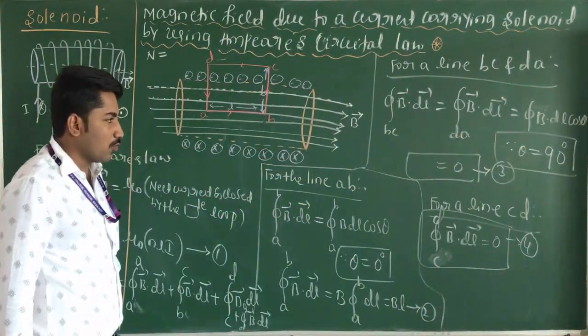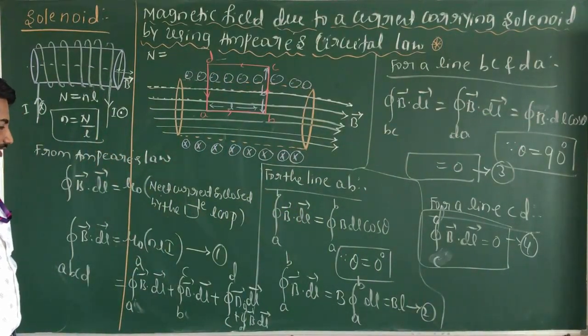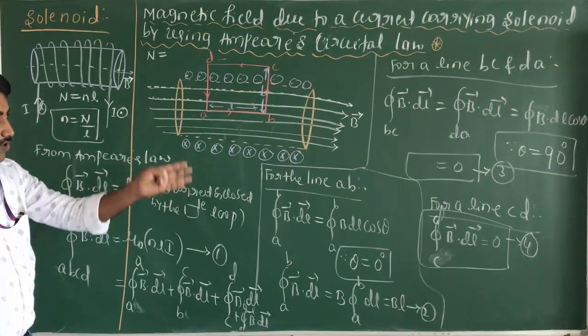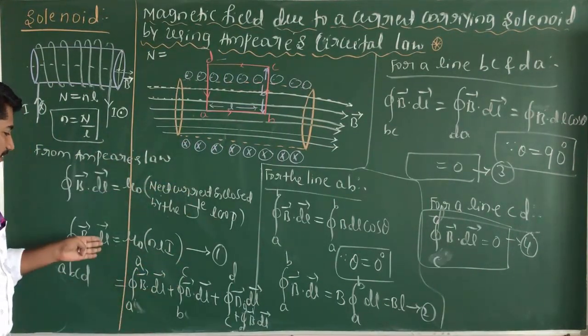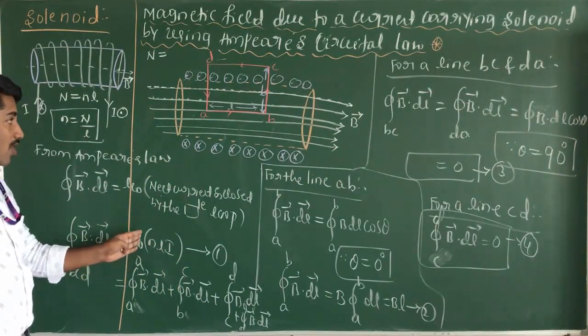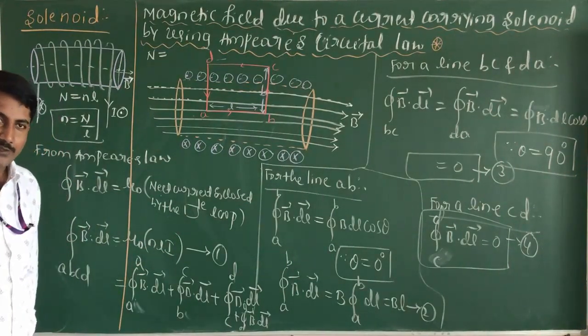Substitute equations 2, 3 and 4 in equation number 1. The line integral of B dot dl is equal to mu naught n into L into I.